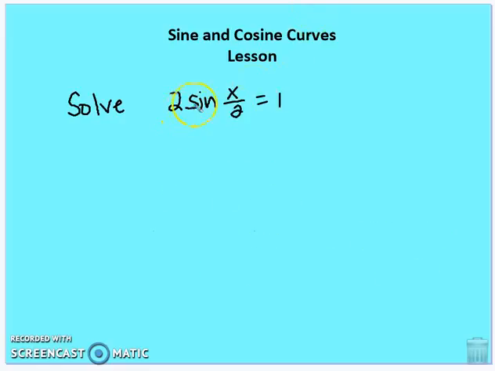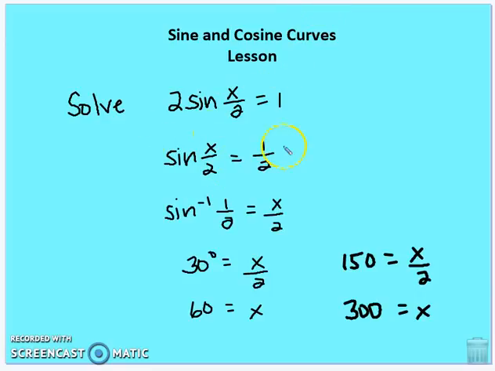Right, another equation, 2 sine x over 2 is equal to 1. I'll pause while you work this out. Right, so again, we're going to divide by 2. Sine x over 2 is equal to 1/2. Take the inverse sine of 1/2. Again, it's 30 degrees and 150 degrees, equal to x over 2. Solve for x. X is equal to 60 or 300 degrees. And again, I should define the domain in this case for x.